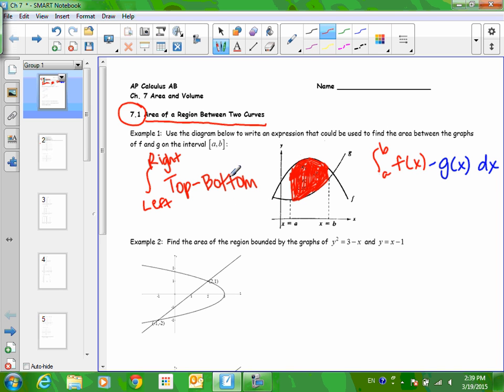What would happen if you accidentally mixed up the top and the bottom? What do you think, how would that affect your answer? It would be negative. And we know that area is positive, okay? An integral can be negative, but area itself is always positive. We're actually going to skip example 2 for now.